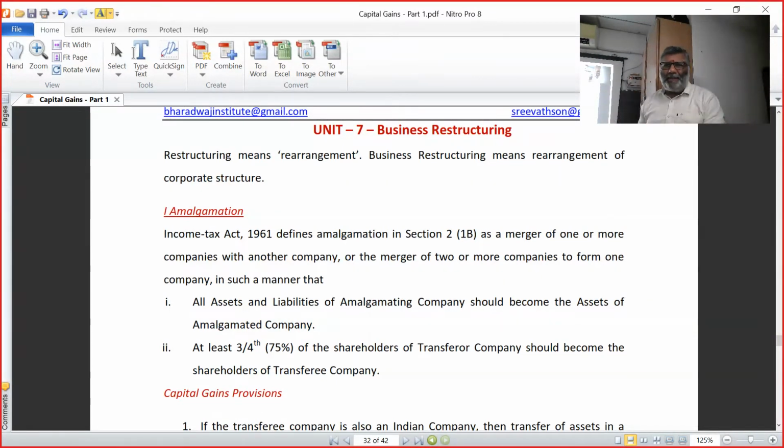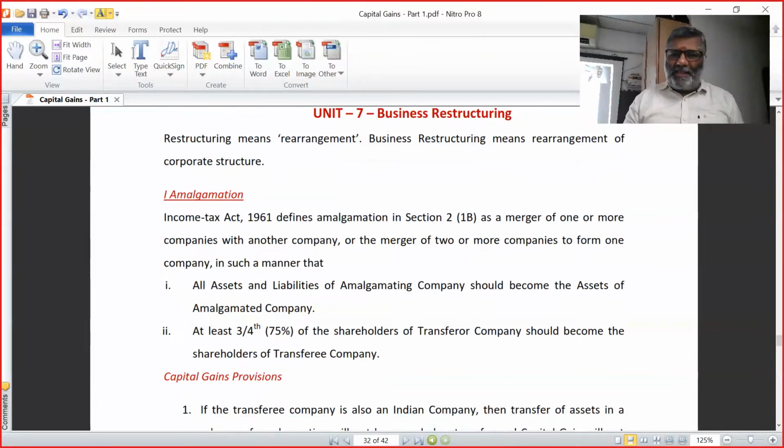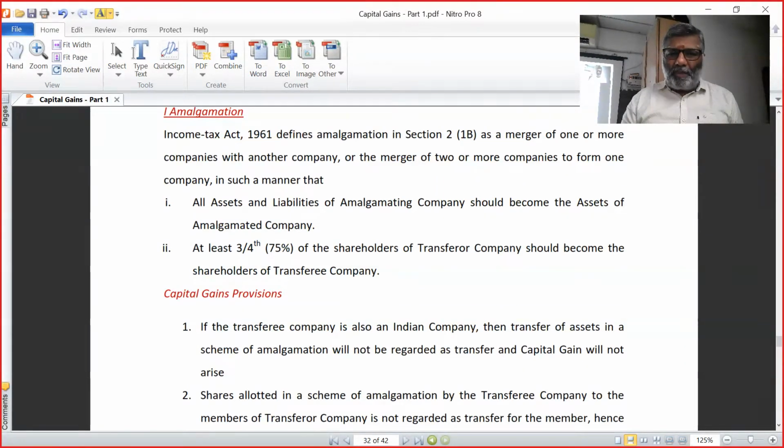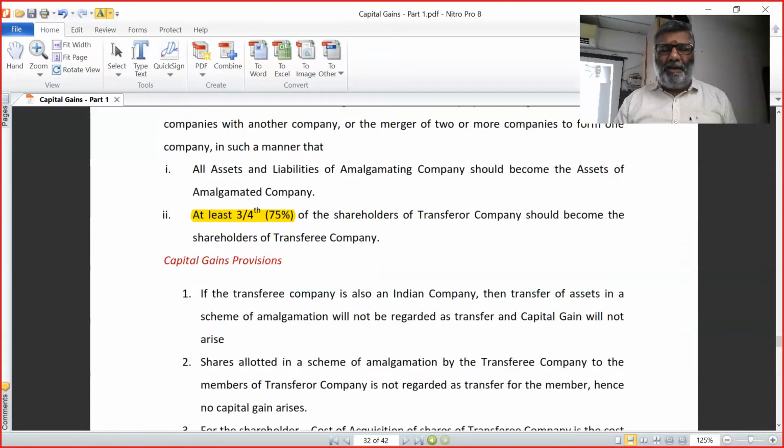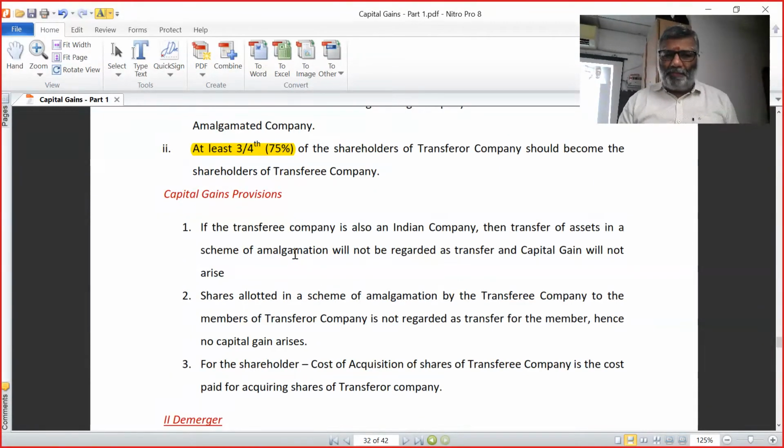But as far as capital gains is concerned, there is nothing. Amalgamation means all assets and liabilities should become the assets and liabilities of the transferee company. 75% of the shareholders of the transferor company should become shareholders; in a merger accounting it is 90%, but here 75%.